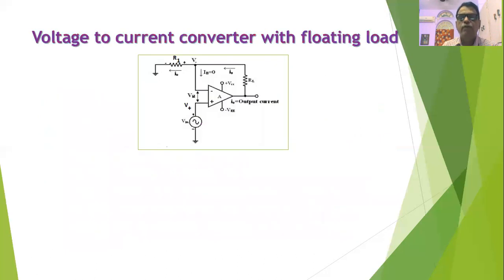Now let us understand how we can build the VI converter using the operational amplifier. The circuit that we need to build is as shown in the figure. Observe that the input voltage is applied to the non-inverting terminal of the operational amplifier. The load resistance RL is connected between the output and the inverting input. Another resistance R1 is connected between inverting input and ground.